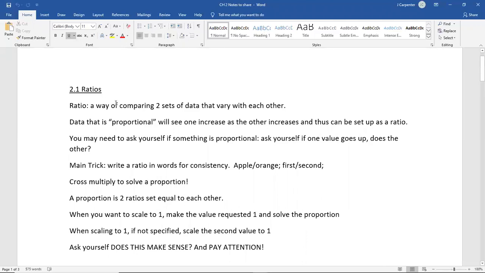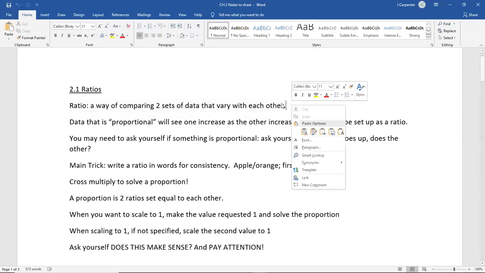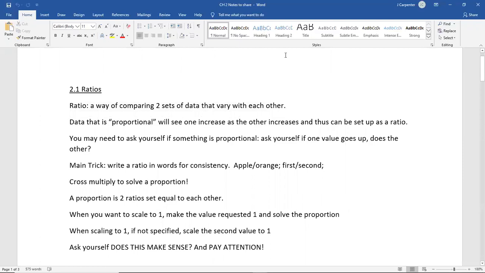So what is a ratio? It's a way of comparing two sets of data that vary with each other, apples and oranges. You can also compare apples to apples or oranges to oranges. You can compare the same thing to itself, but when you get into that type of analysis, you have to be specific. You have to have a reason to want to do that. You know, maybe you're talking about different days of the week or something like that.